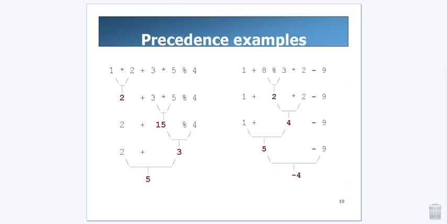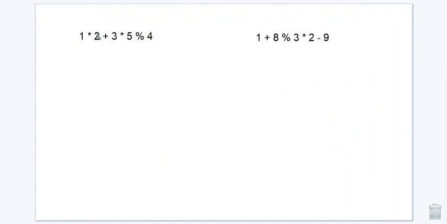So let's look at a couple examples. Here I have multiplication, addition, multiplication, and the remainder operator. Multiplication and the remainder operator are on the same level of precedence, so I do whichever comes first on the left side, which is multiplication. So 1 times 2 is 2.